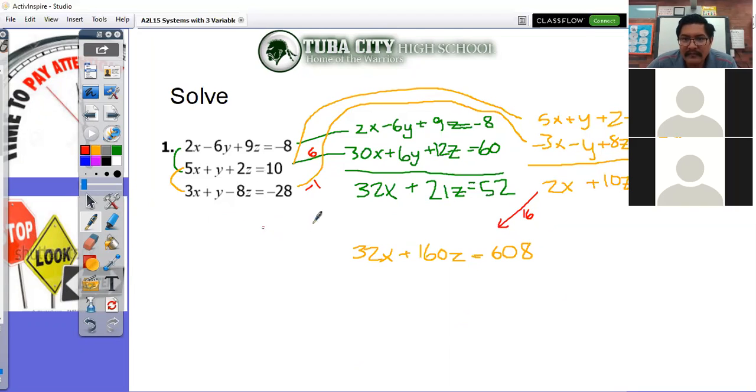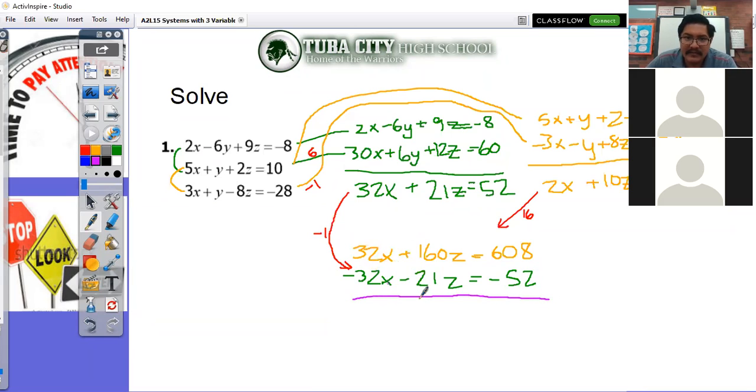Now I'm going to get rid of the x here. So that means I'm going to move this here. But I'm going to times this by -1. So 32x, but that would be a negative because I have to make it into a negative now, minus 21z equals -52. Double check my signs, make sure they are switched to the right sign. And there we go. It looks like it's ready to go.